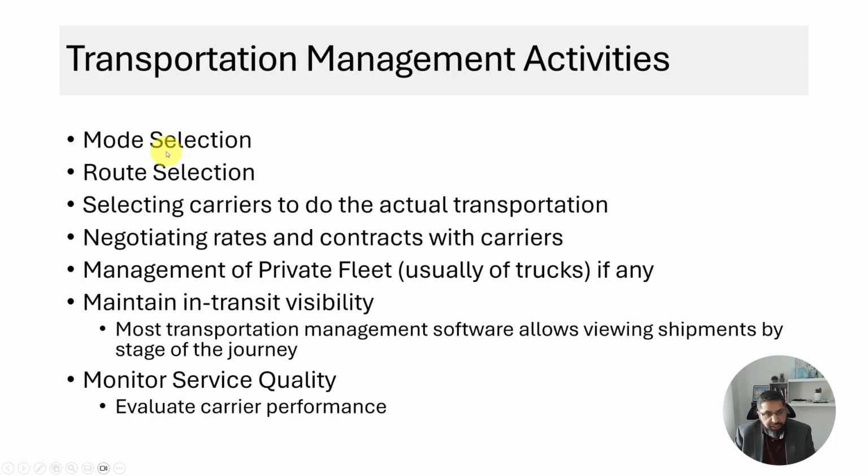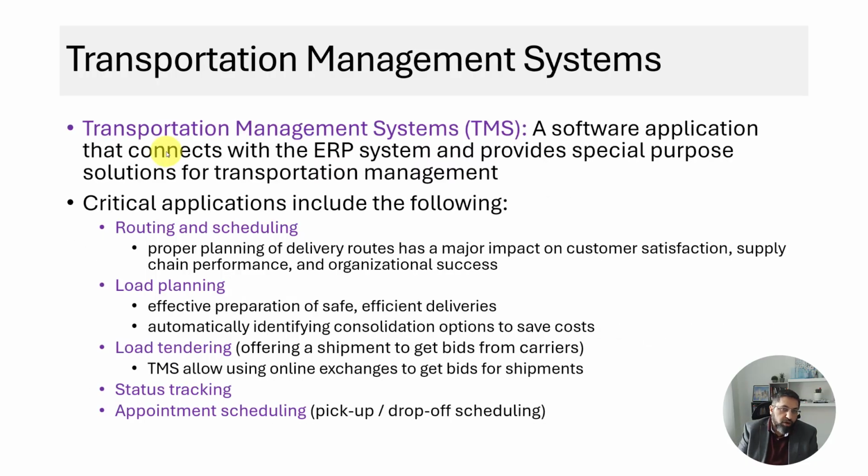Now, in transportation management, when you do all these activities, there's software that can help you. The software is called Transportation Management Systems, TMS. Okay, some ERP systems have this built in as a module that you can activate and enable. You may have to pay for it. And then there are external transportation management software solutions as well, which interact with the ERP system to do these sorts of tasks that we talked about on the previous slide.